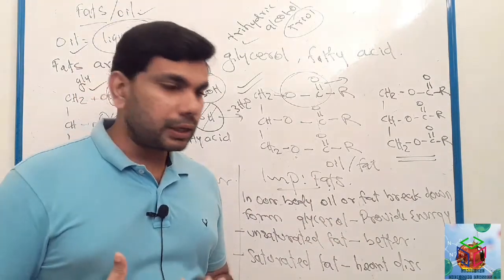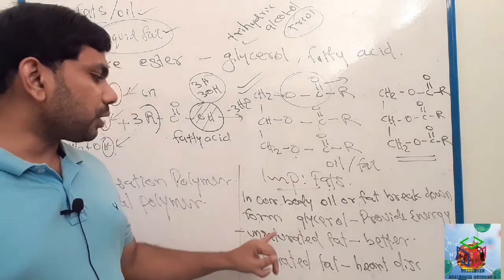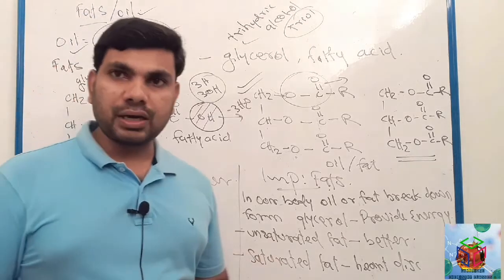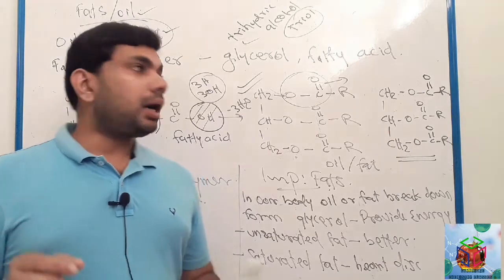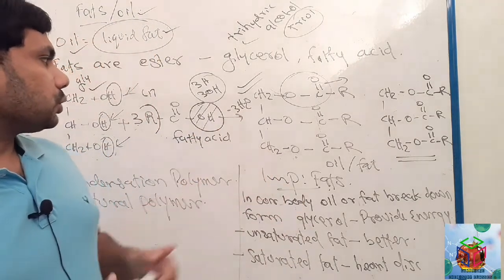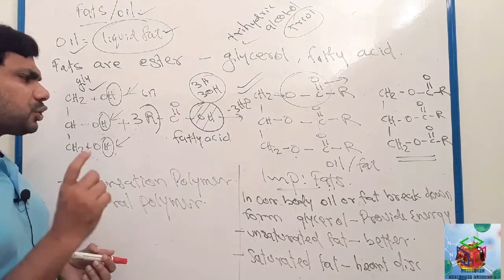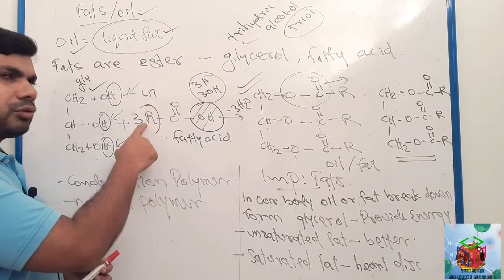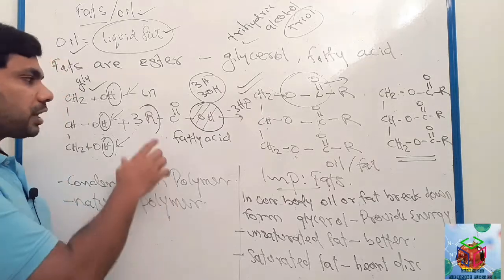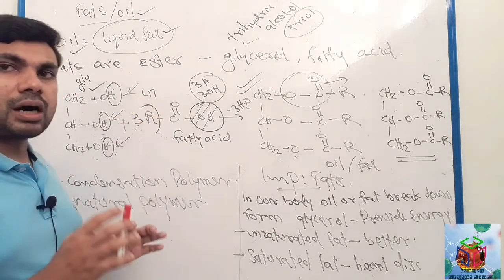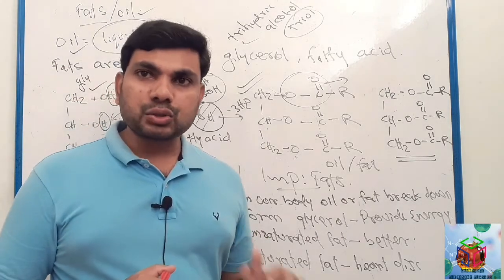Okay, so here there are two different types of oil or fat: saturated fat and unsaturated fat. We know saturated and unsaturated. Here I told you, this R means hydrocarbon. Saturated means in this hydrocarbon there is only carbon single bond. Unsaturated means in this hydrocarbon there is carbon double bond. So there are two different types of oil or fat: saturated fat and unsaturated fat.